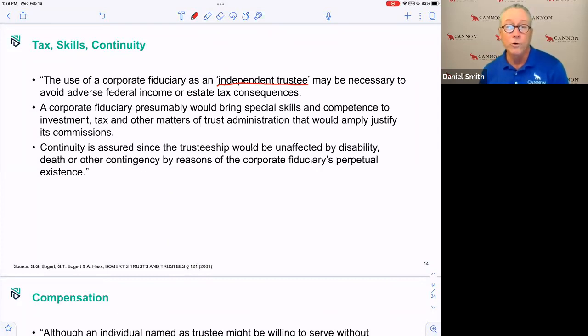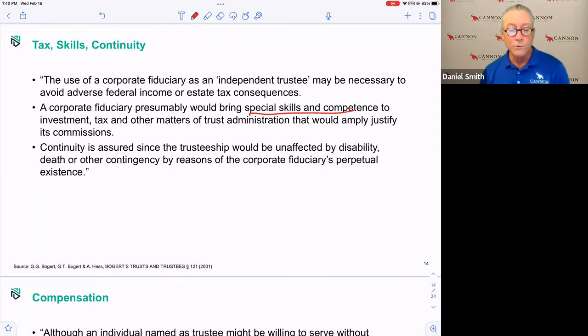And for a long-term trust, understanding the way that we describe things today, if I have a trust that might be around in 100 years, for instance, a couple generations downstream, having a trust that says, as the trustee deems appropriate, might be more appropriate than health, education, board of maintenance, or some other kind of wording that we get in order to avoid adverse federal income tax problems or estate tax consequences. Corporate trustees presumably also bring special skills and expertise to the table, very important for investment and tax and administration. It would just amplify its commissions.